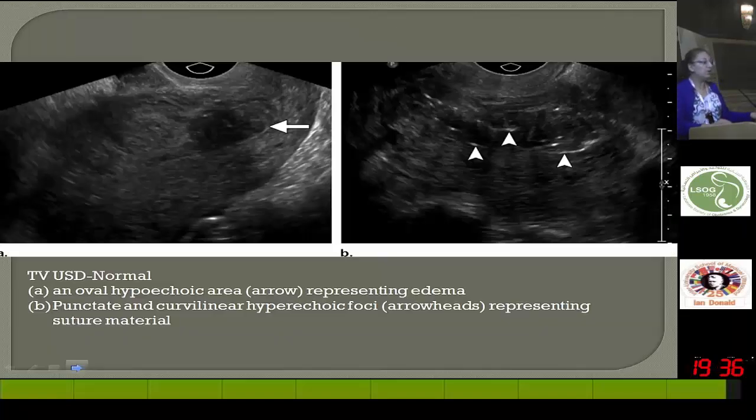This is the normal postpartum uterus, and this is the area of section. Here you can see a hypoechoic area, which is a normal finding. And this is the area of the incision. Here are the structures that you can see of the vagina.